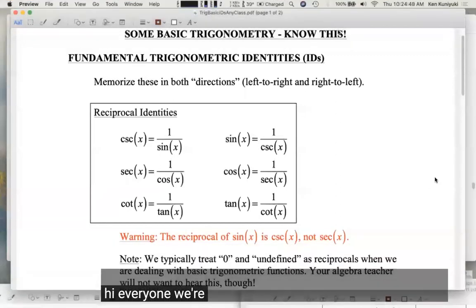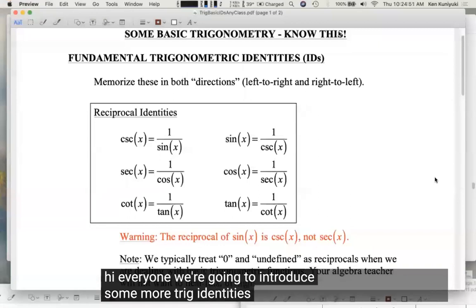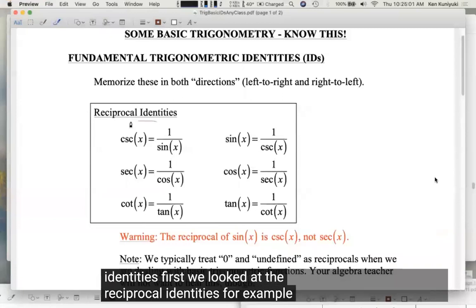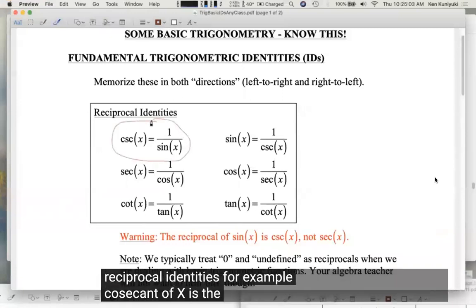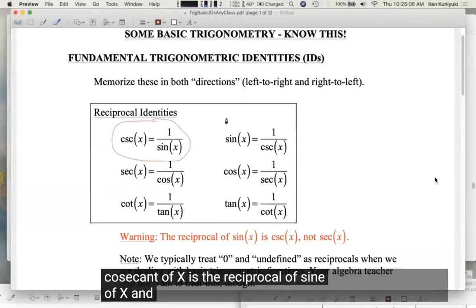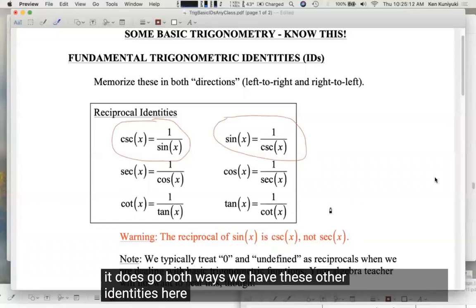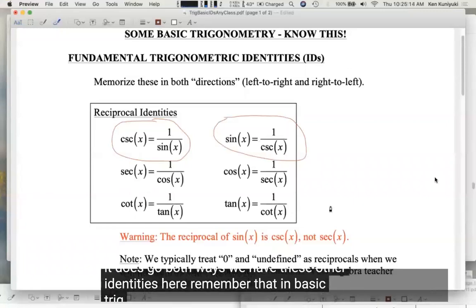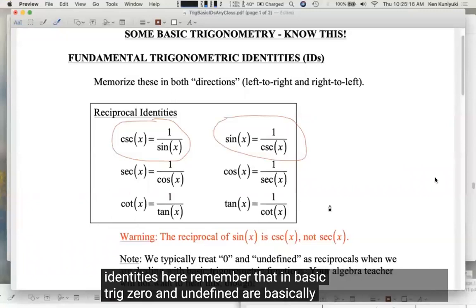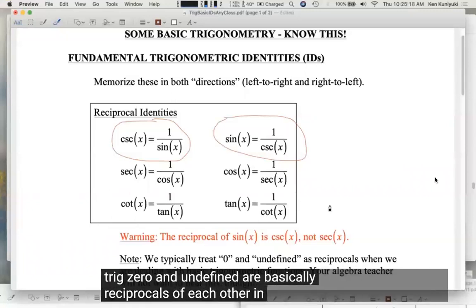Hi, everyone. We're going to introduce some more trig identities. Thus far, we have looked at 3 groups of trig identities. First, we looked at the reciprocal identities. For example, cosecant of x is the reciprocal of sine of x, and vice versa. It does go both ways. We have these other identities here. Remember that in basic trig, 0 and undefined are basically reciprocals of each other.